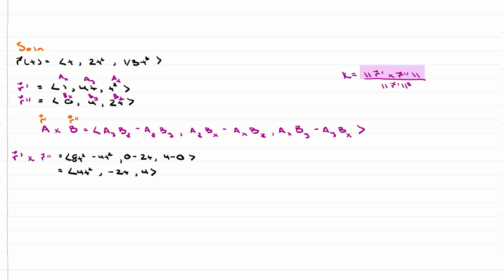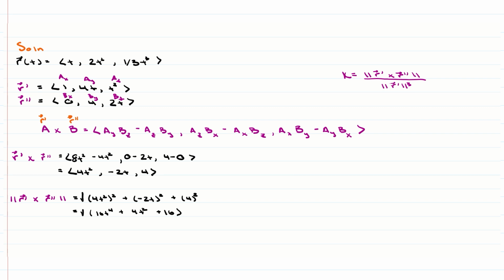Now in the numerator of the formula, we see that we need to find the magnitude of the cross product. So that gives us the square root of (4t²)² plus (−2t)² plus 4². This simplifies to the square root of 16t⁴ plus 4t² plus 16.